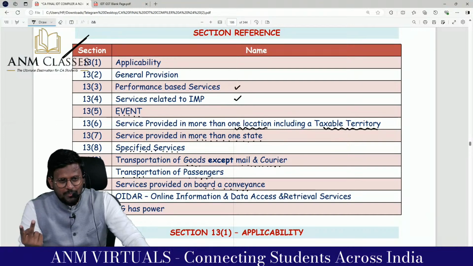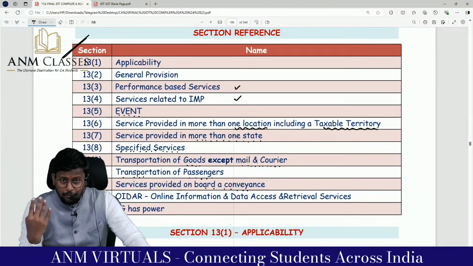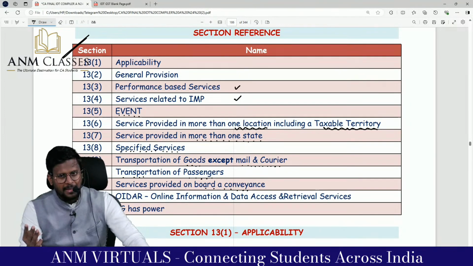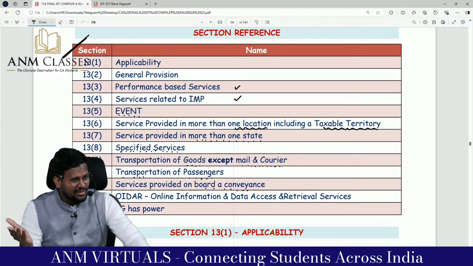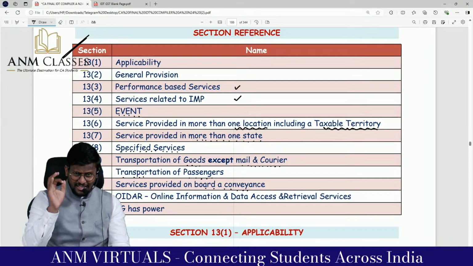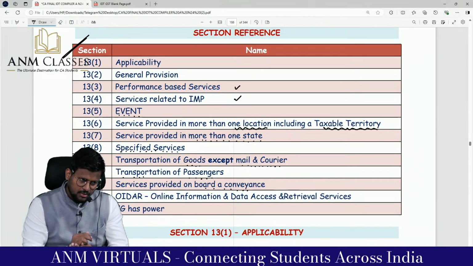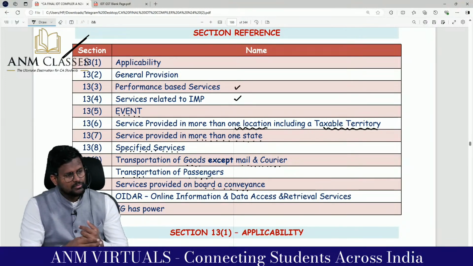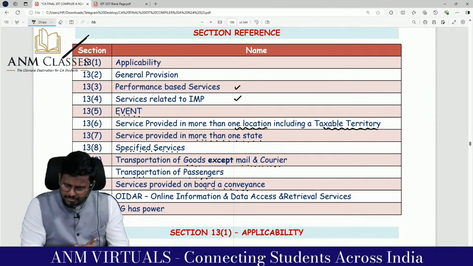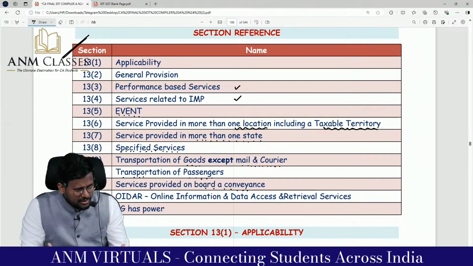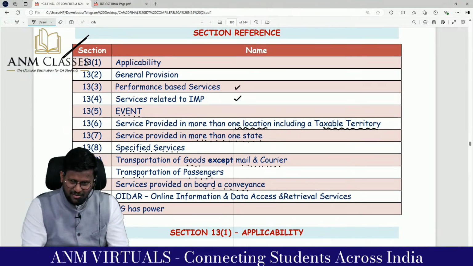12.1, 12.2, 12.3, 12.4, 12.5, 12.6, 12.7, 12.8, 12.9, 12.10, 12.11, 12.12, 12.13, 12.14. Comfortable? 13.1, 13.2, 13.3, 13.4, 13.5, 13.6, 13.7, 13.8, 13.9, 13.10, 13.11, 13.12, 13.13. Central government is having the power.